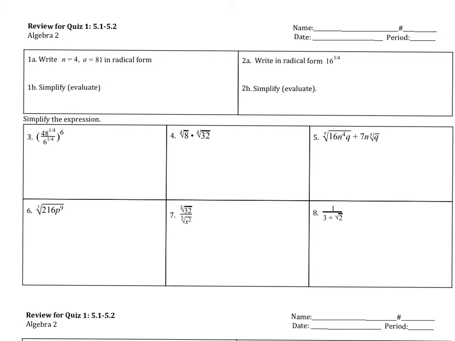Review for quiz 1, sections 5.1 to 5.2. Question 1a: Write n equals 4, a equals 81 in radical form.